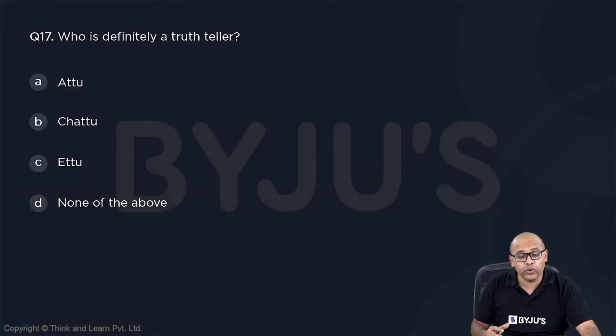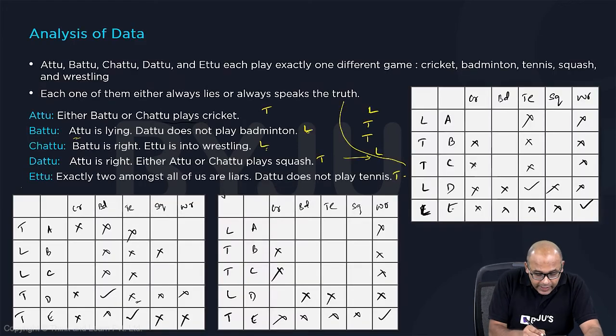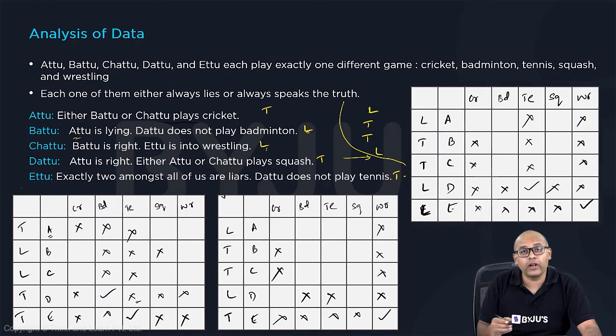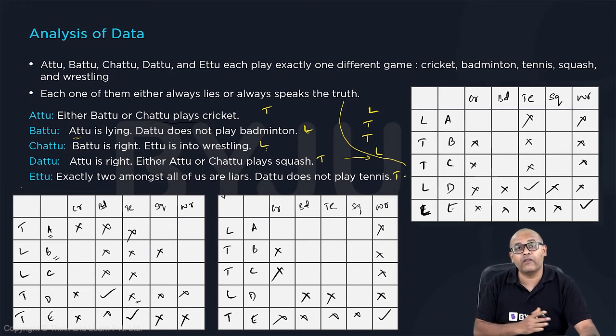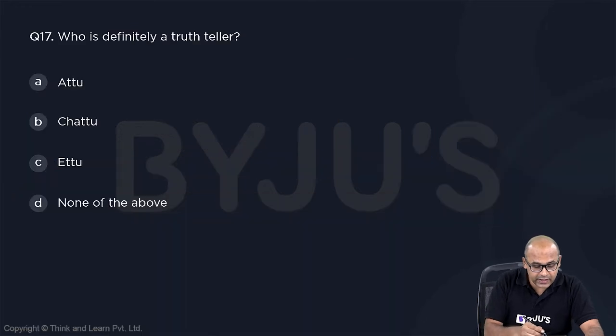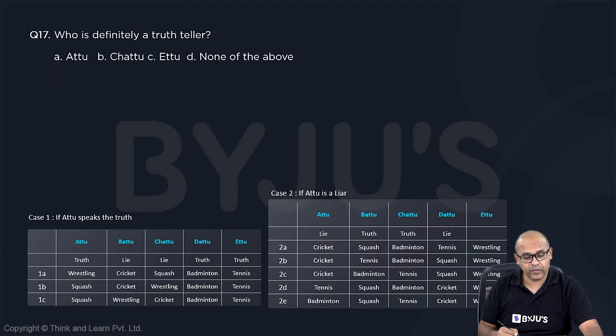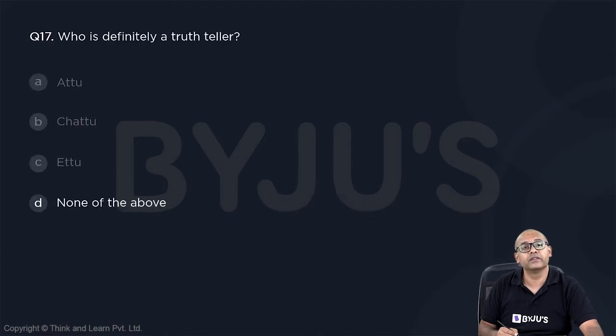The first question says, who is definitely a truth teller? Now, if you look at it, A can be truth teller or liar. Similarly, B can be liar or truth teller. In fact, there is no confirmation for anybody. We have all the three cases in which everybody can be anything. Hence, the correct answer is option D, none of the above. Right? That is the case.